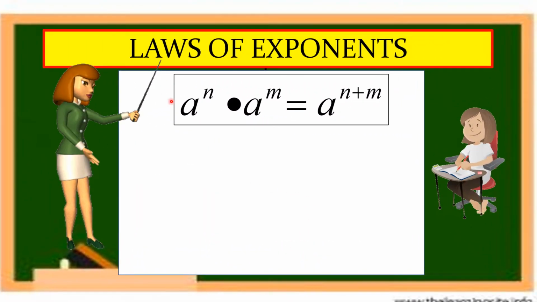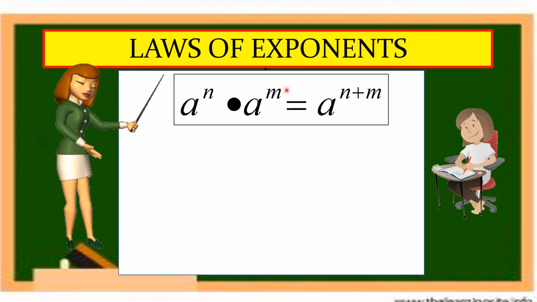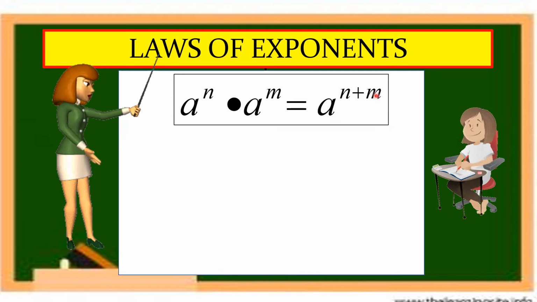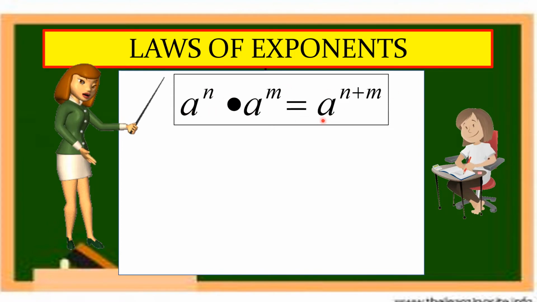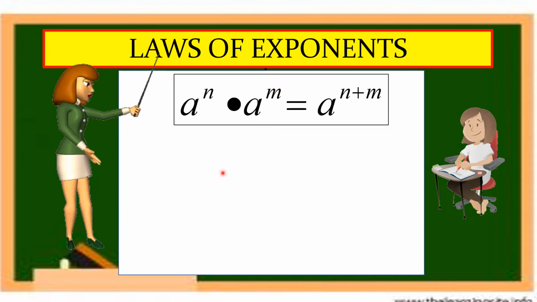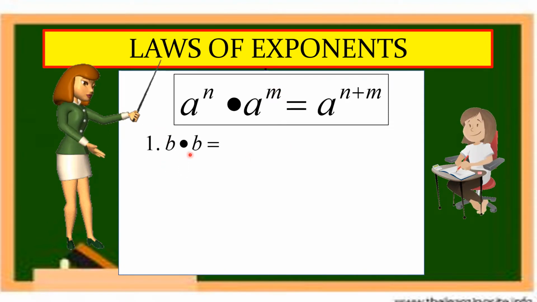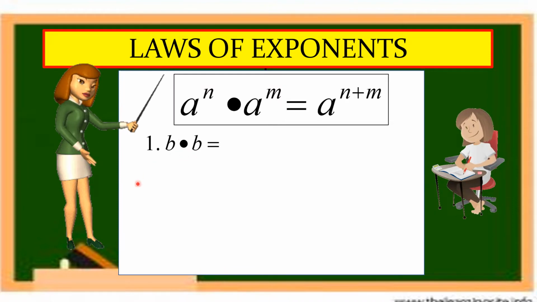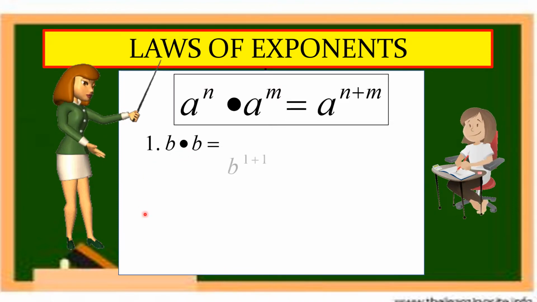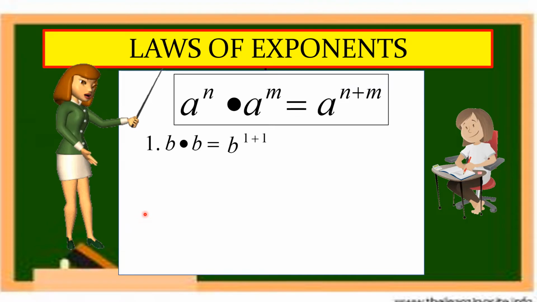Laws of exponent. A raised to the n times a raised to the m equals a raised to the m plus n. So we just copy the base and add the exponents m plus n. We are in the 1st number. B times b. B has an exponent of 1. Just copy b, add the exponents 1 plus 1. 1 plus 1 is 2, so the answer is b squared.